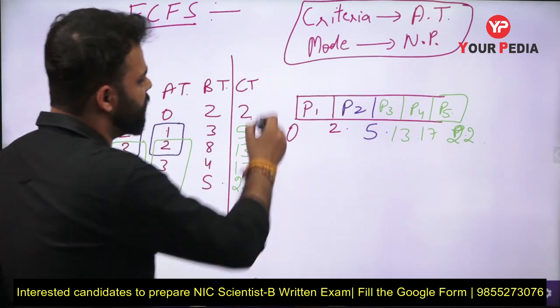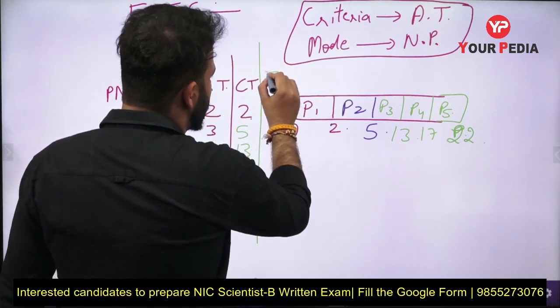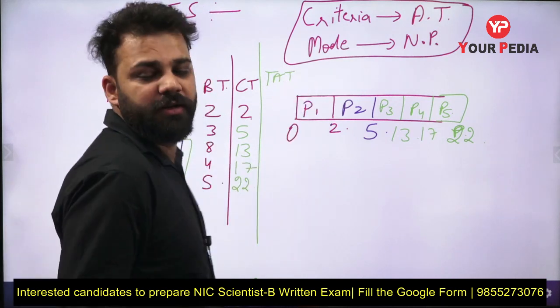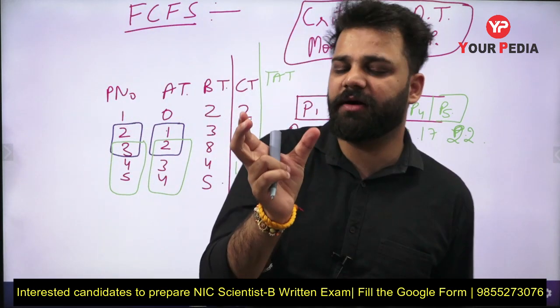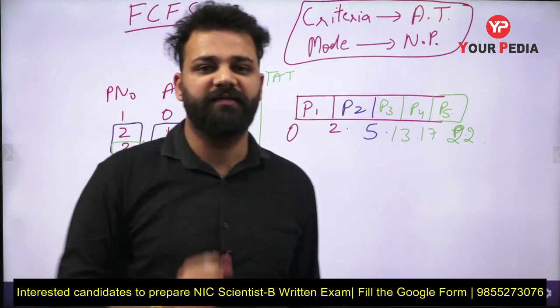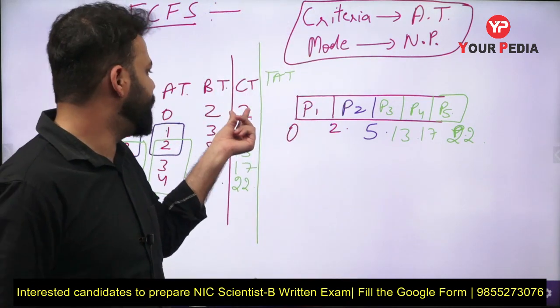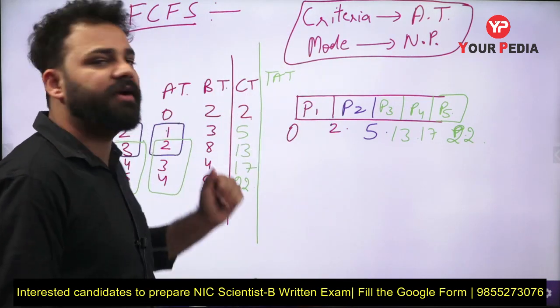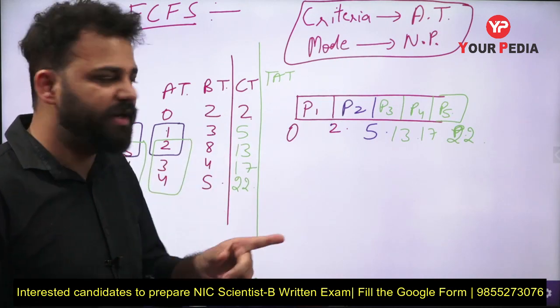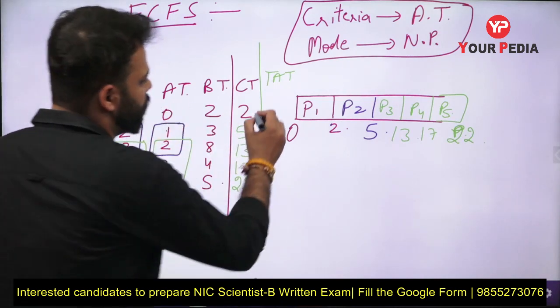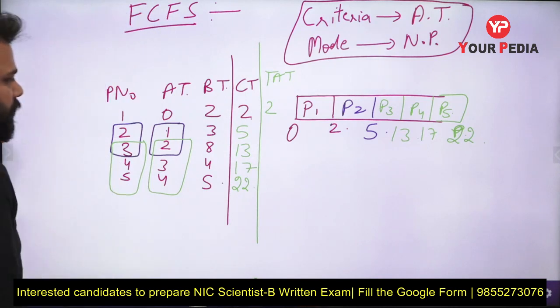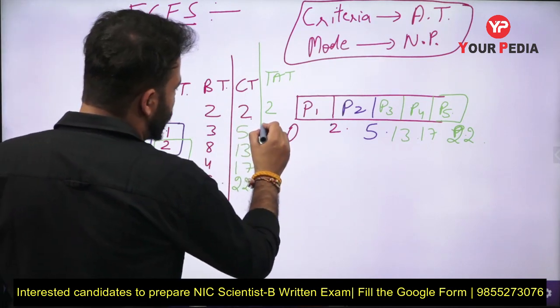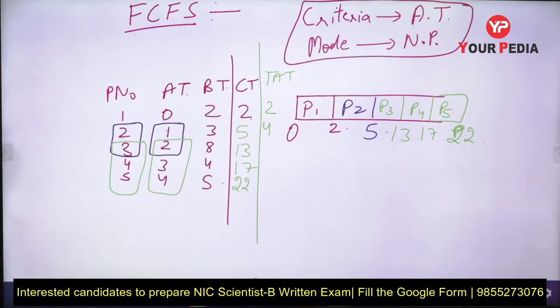Now what is turnaround time? Turnaround time is nothing but the time that the job spent in the system. So turnaround time is nothing but completion time minus arrival time. So the turnaround time for the first is 2. For the second it is 5 minus 1, which is equal to 4.